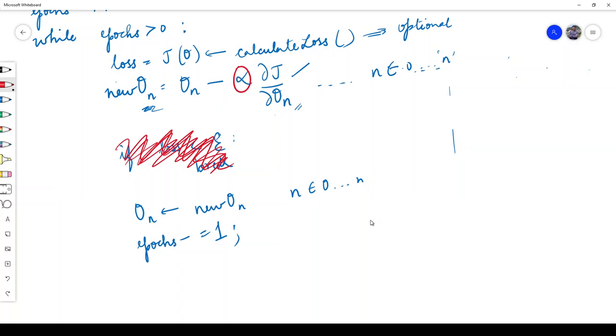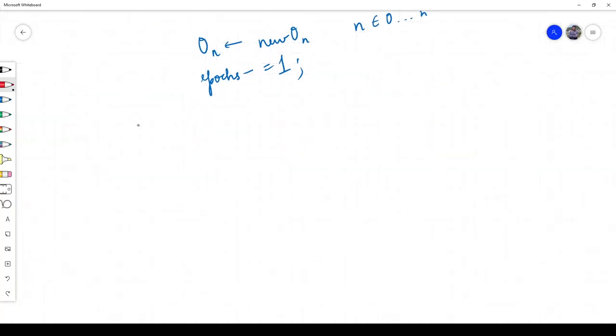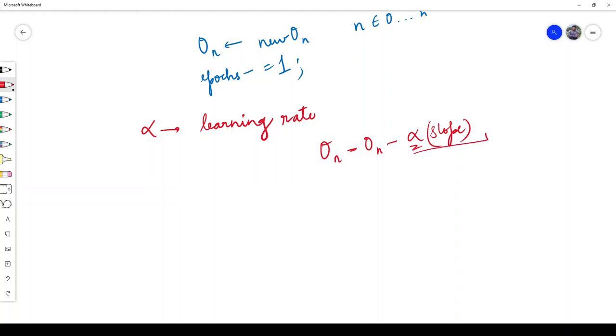So alpha over here is known as the learning rate. Let's talk about it here. It matters because it will tell you how fast to approach the minima, since it is directly multiplied into the magnitude of the slope which you're calculating. The equation is basically theta n is equal to theta n minus alpha into the slope here, right? So this will give you how much to change theta. Does that make sense?